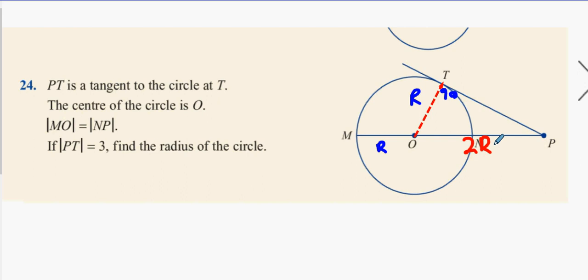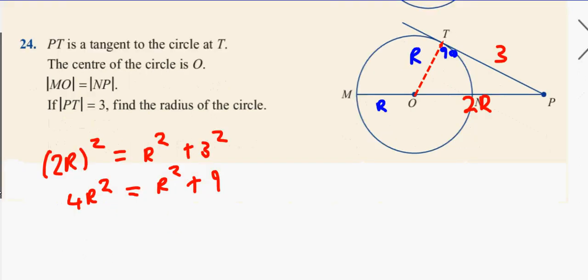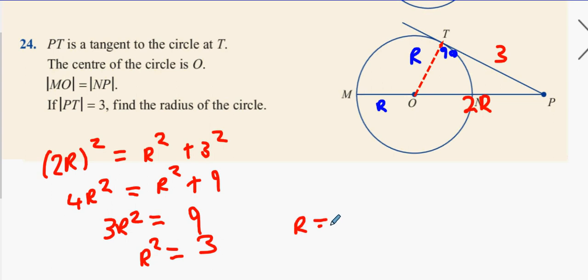Alright, what's P to T? 3. We're going to do Pythagoras' theorem, aren't we? The goal of the exercise: 2R squared equals? Anybody? 4R squared equals R squared plus 9. 3R squared equals what? 9. R squared equals 3. R equals the square root of 3, otherwise known as 1.732.